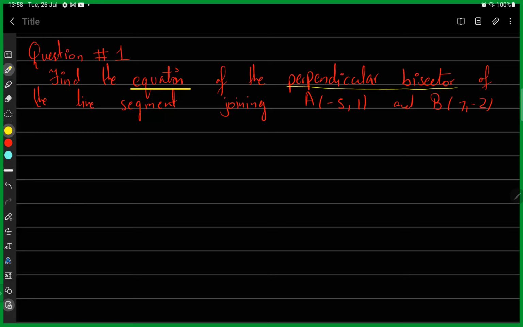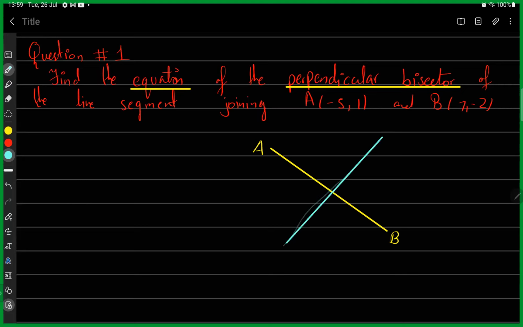What exactly is a perpendicular bisector? A perpendicular bisector is self-explanatory. We make perpendicular bisectors for different line segments. So for instance, let's say this is AB. Forget about what coordinates you have; I'm just giving you an example. Just assume that this is AB. Now if I am to make its perpendicular bisector, that line is going to be something of this type.